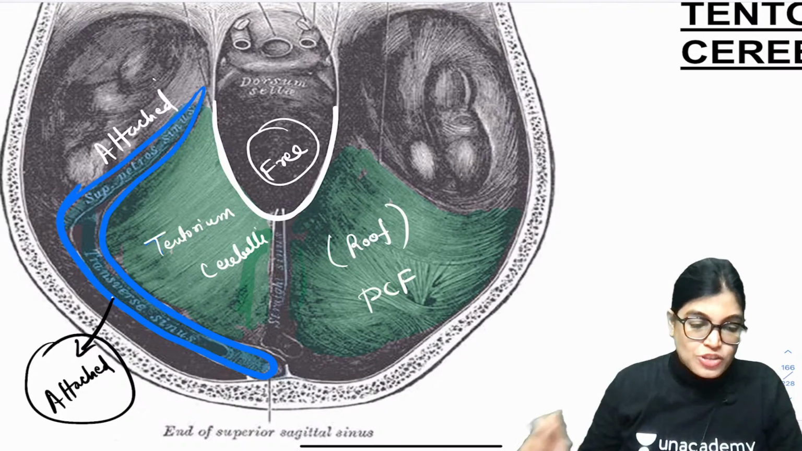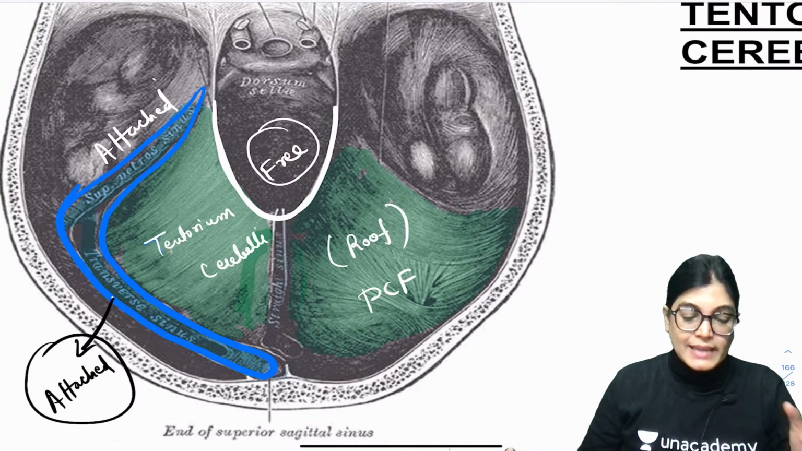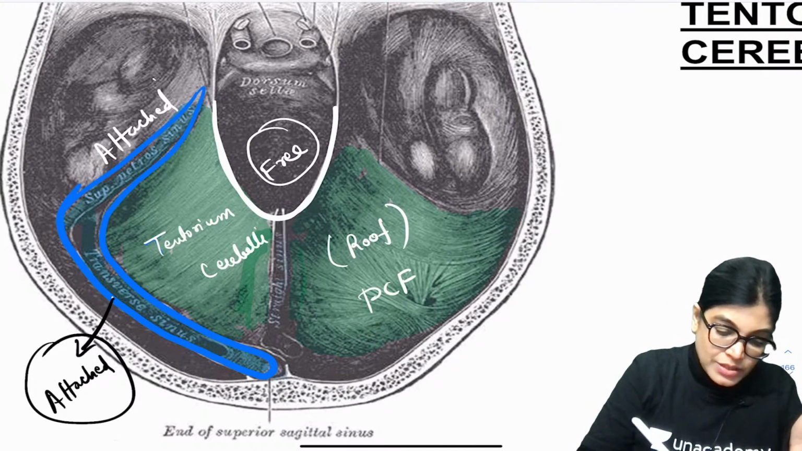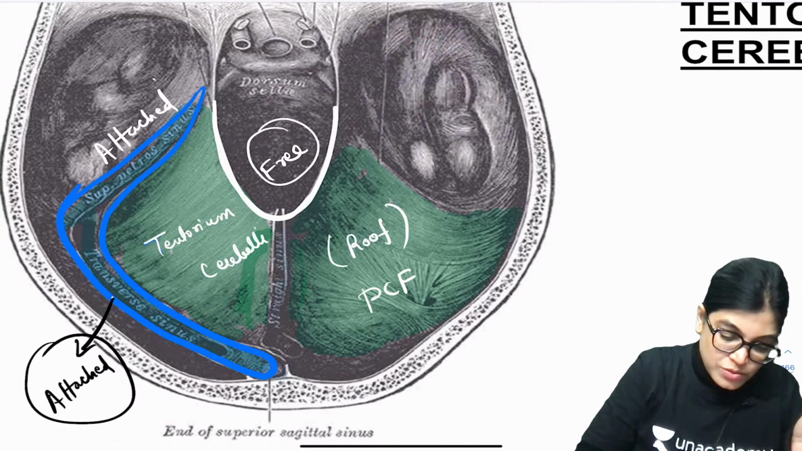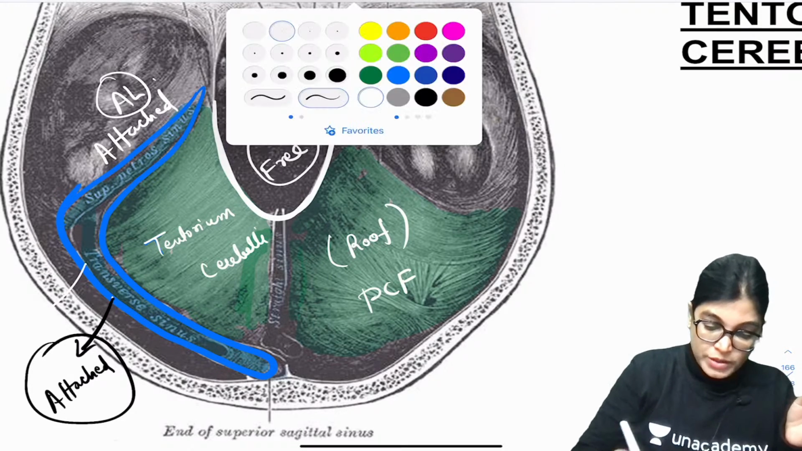So this is the attached border, and you can see that this attached border is attached anterolaterally and posterolaterally. Anterolaterally, if I say AL, this is the anterolateral border and this will be the posterolateral border.